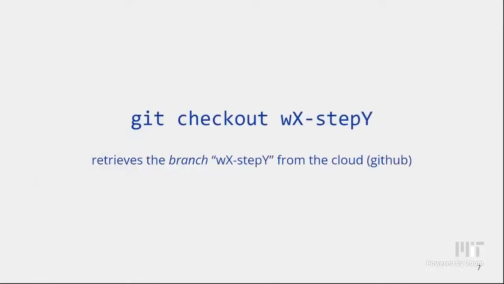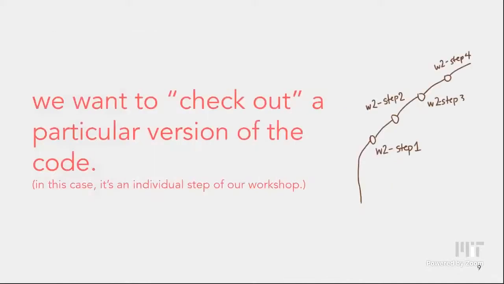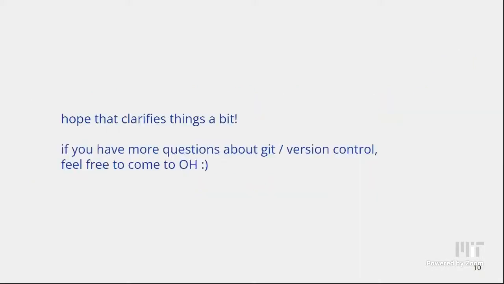from the cloud, again GitHub in this case. It's similar to going through the version history of Google Docs and selecting a specific version to restore. It's the same idea except in GitHub terms. So we want to check out a particular version of the code, and in this case, we store them as branches on GitHub. Hopefully this clarifies things a bit. If you have more questions, feel free to post on Piazza, post in the questions doc, or come to office hours.